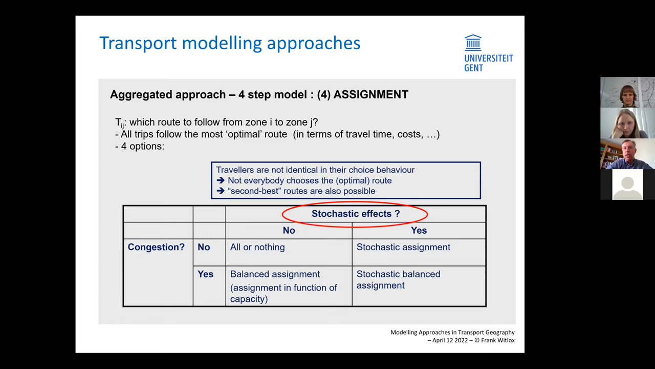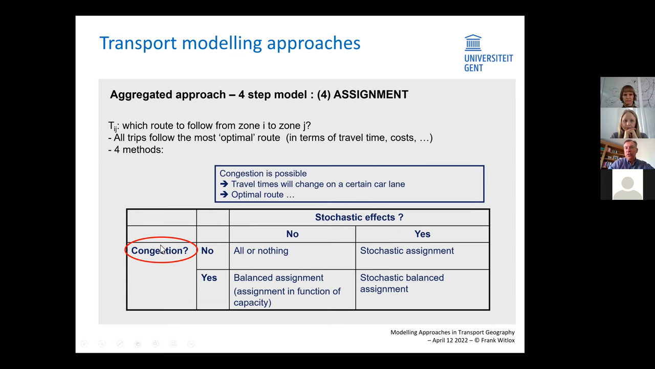In this assignment problem, you can take into account stochastic effects, meaning that you assign in terms of a kind of distribution the number of cars or public transport or bikes that can be assigned to a certain route. And you can also take into account levels of congestion, whether a route is already congested, yes or no. Depending on what combination you choose: if you do not take into account stochastic effects, and also do not take into account congestion, then we have a simple so-called all or nothing assignment. In the other cases, you see what you have.